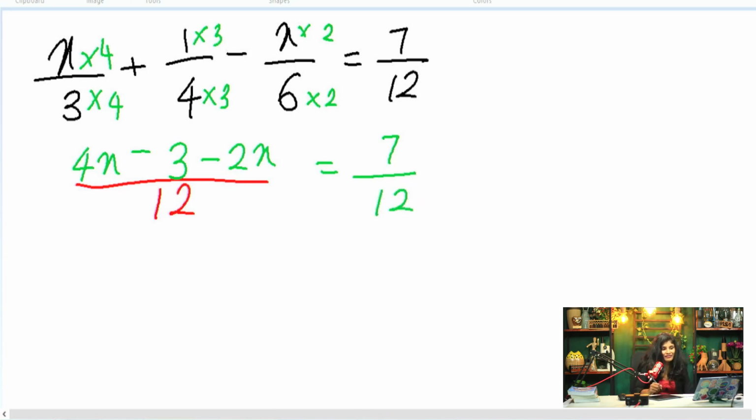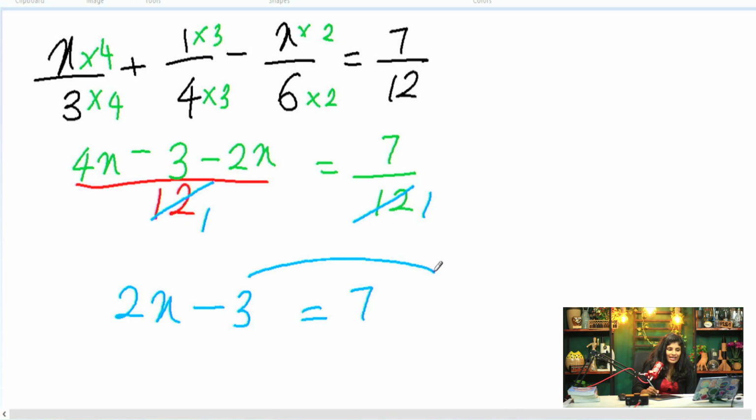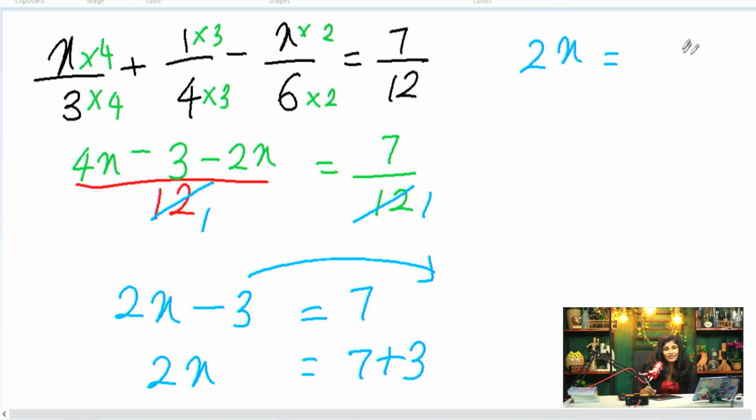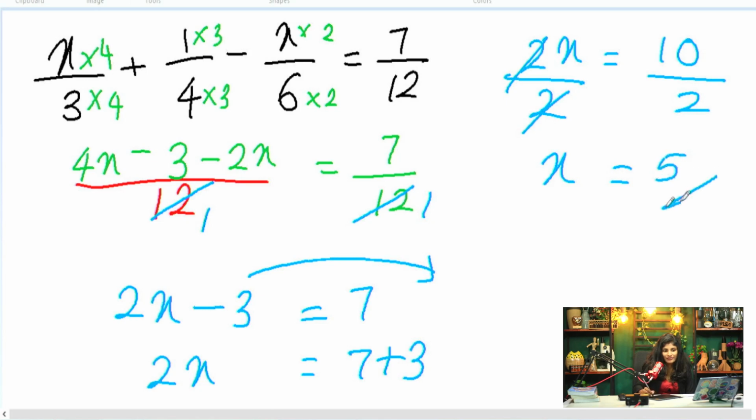Now guys, what you can see is we have 12 in both denominators. So we can just simplify that one. 12 times 1 and 12 times 1. That's it. Now this is not a fraction anymore. This is just a simple equation. 4x minus 2x means 2x plus 3 equals 7. I will take the 3 to the other side. Then 2x equals 7 minus 3. Again 2x equals 7 minus 3 means 4. Divide both sides by 2. 2 and 2 are cancelling out. x equals 2. That's it.